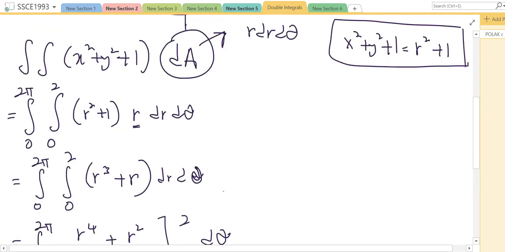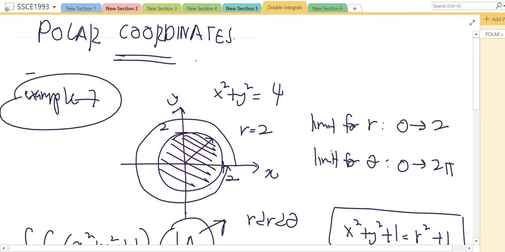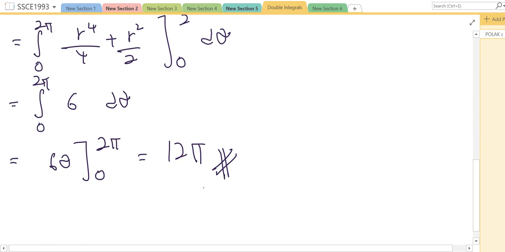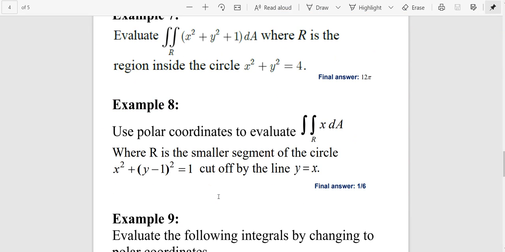Make sure that whenever you have a question, get the shaded region first, and after that you decide on your own whether you want to use Cartesian or polar coordinates. Usually when you have a circular shaded region, it will be easier to solve using polar coordinates instead of Cartesian coordinates. I hope you are clear on example 7. Let's move on to example 8.